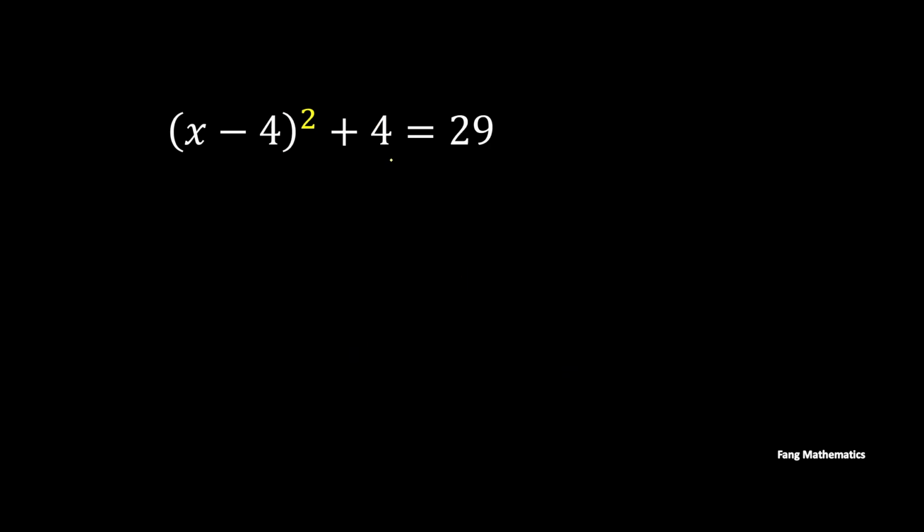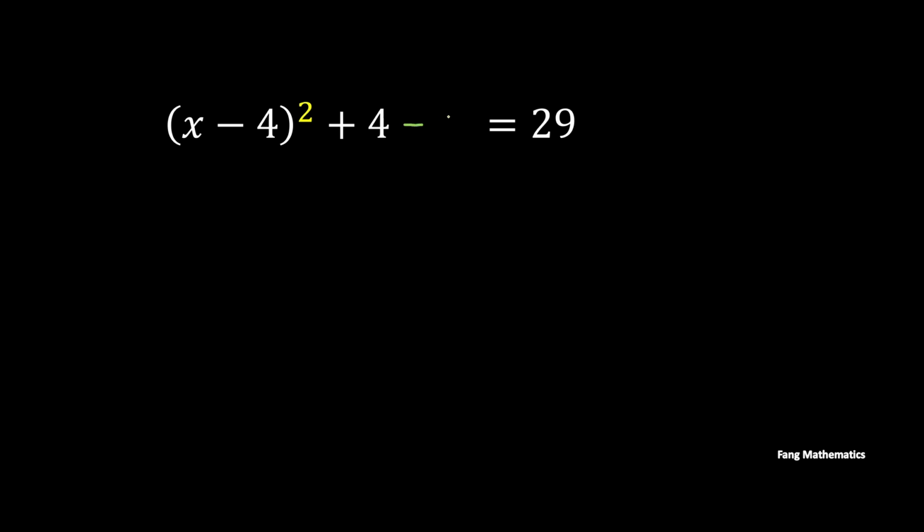Moving on to the last question, let's remove the plus 4 that is outside of the parentheses to get the parentheses squared on one side. On the left-hand side, I believe your plus 4 and minus 4 get eliminated, leaving you the parentheses squared. So let's copy that. And on the right, 29 minus 4 gives you 25.